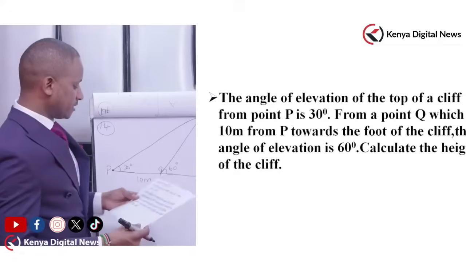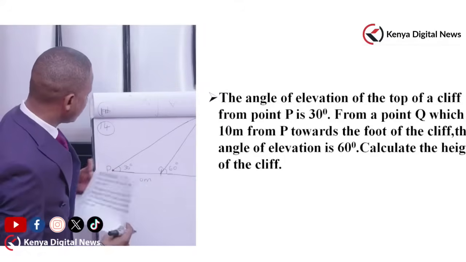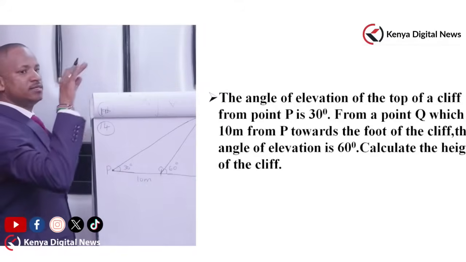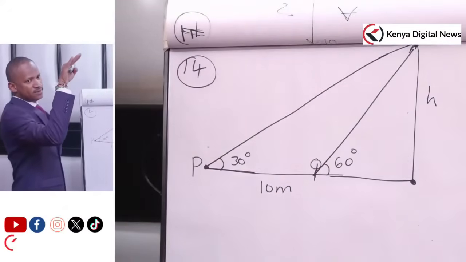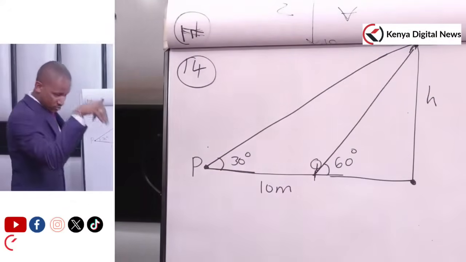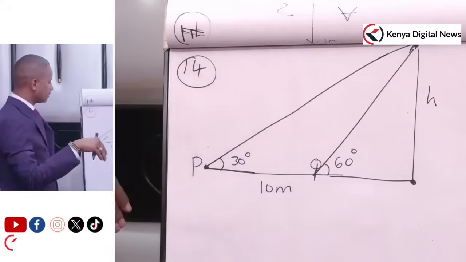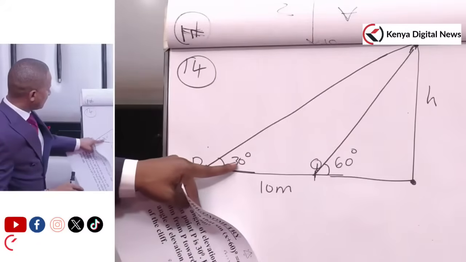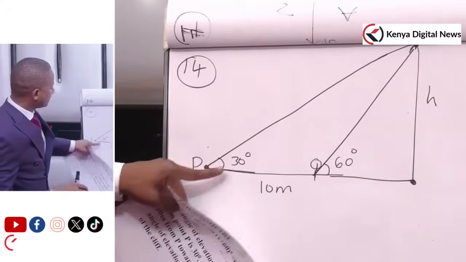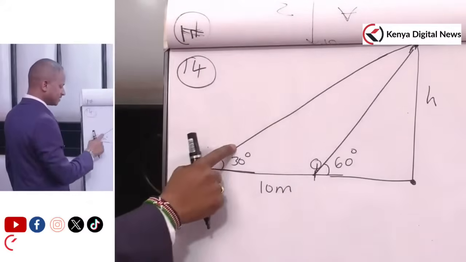So read the question again. The angle of elevation from a point P is 30 degrees. Angle of elevation is the worm's view, the worm looking at the bird. But the angle of depression is the bird's view looking at the worm to eat. Now the angle of elevation from a point P is 30 degrees. You elevate, you look at the top of a cliff, it is 30 degrees.